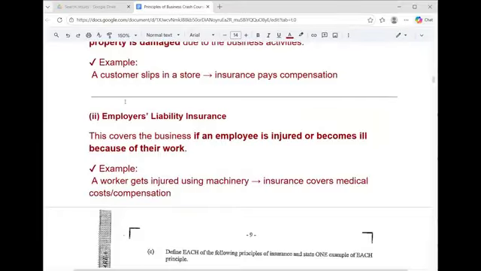The next one, employers' liability insurance. This covers the business if an employee is injured or becomes ill because of their work. For example, a worker gets injured using machinery, insurance covers medical costs or compensation, because those bills can be a lot, and it may not be easy for the business to pay that out of pocket.